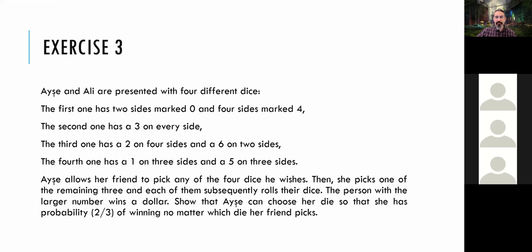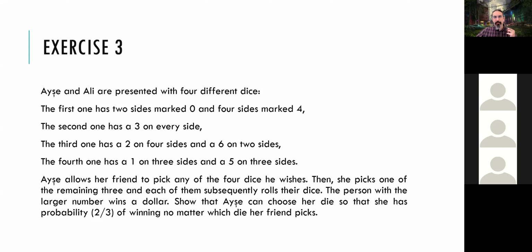Show that Ayşe can choose her die so that she has probability 2/3 of winning no matter which die her friend picks. It says that Ali will pick a die, and then Ayşe will pick one. And Ayşe's die should always be better than Ali's. It should always have a probability of winning 2/3. So we have to just compare all these dice together.